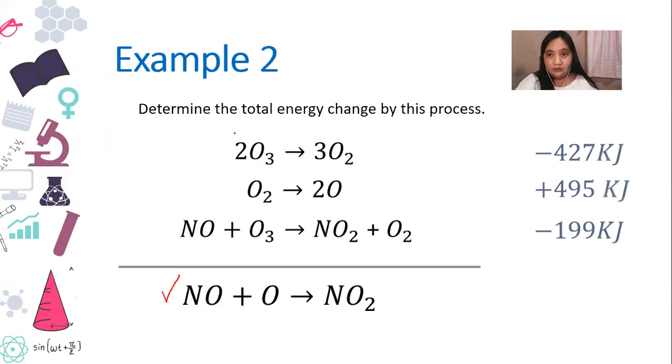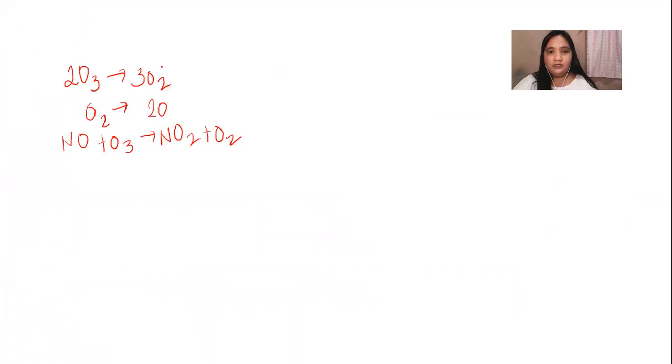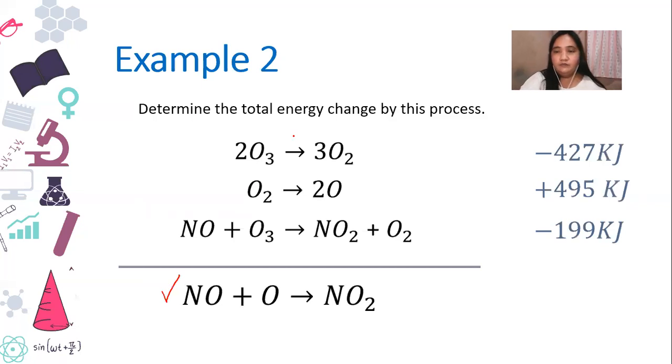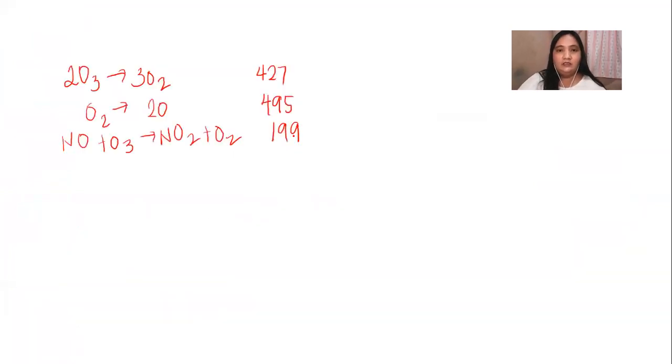And for the enthalpy, we have 427, 495, and 199. Let's check that again. Yes, 427, 495, and 199. So the first two are actually negative. And then these are all in kilojoules.